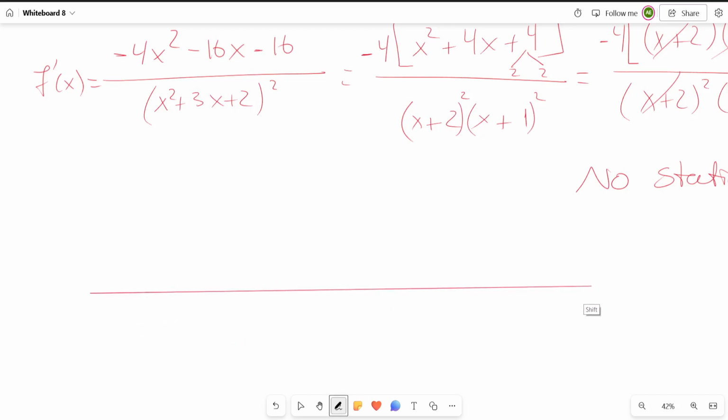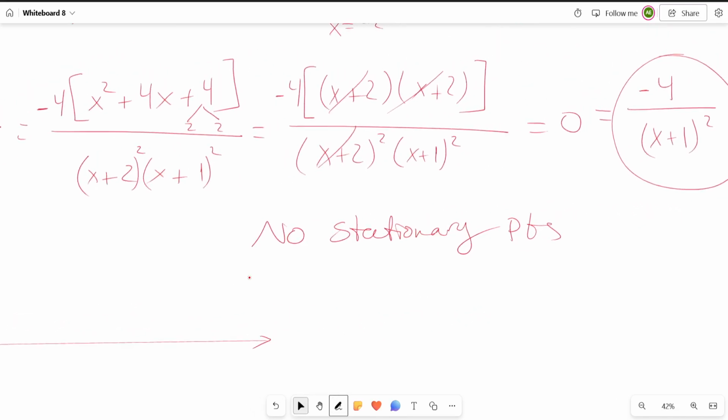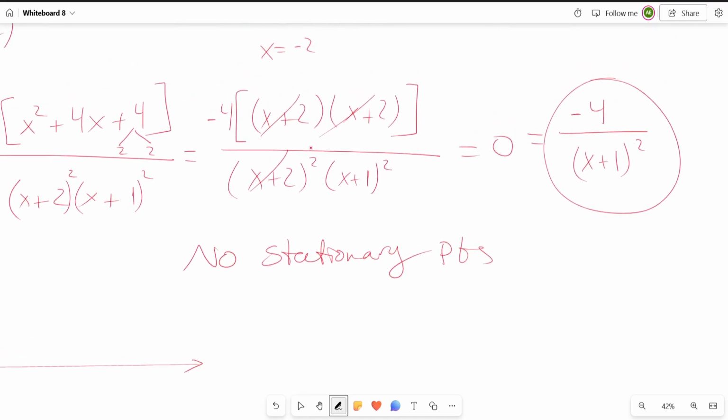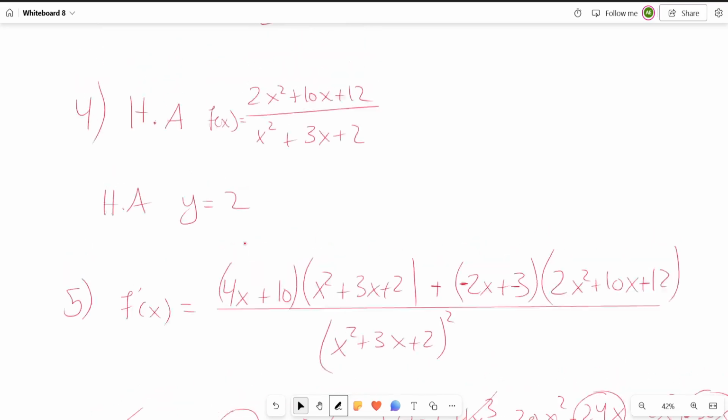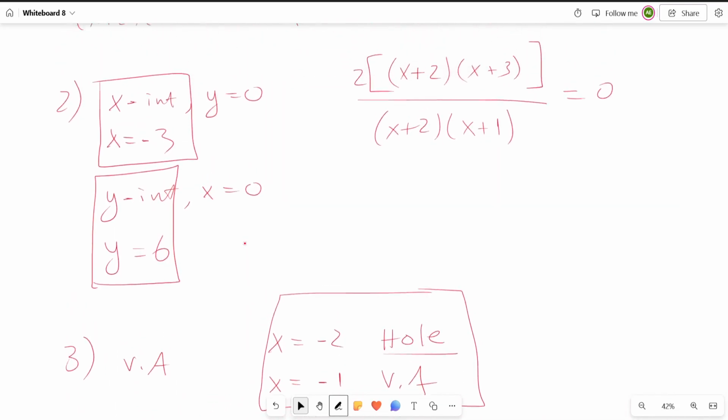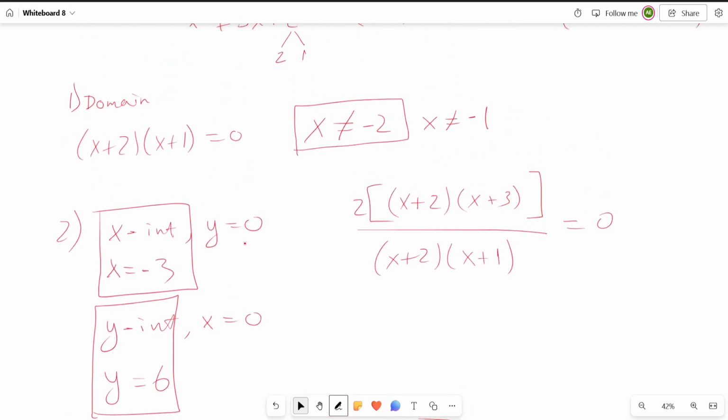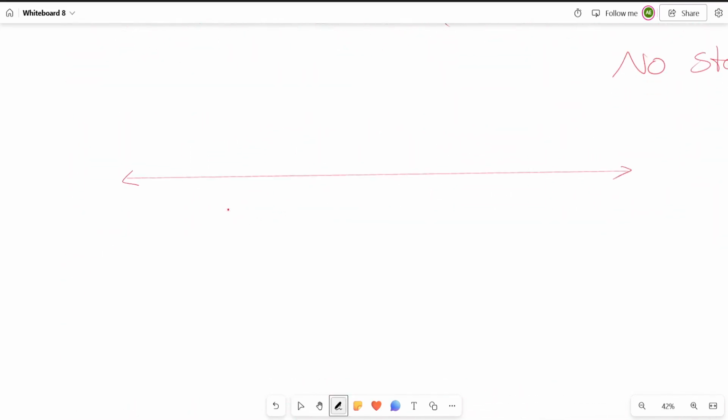So let's draw a number line and put on our number line our critical points. Did we find any critical points from equating the first derivative to 0? No, we didn't find any stationary points. So our critical points are just going to be the points that are not in the domain: x equals minus 2 and x equals minus 1. So let's say this is x equals minus 2. This is x equals minus 1.